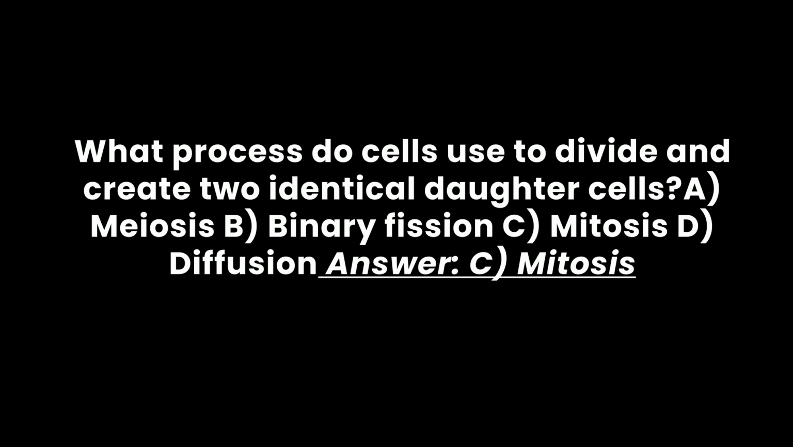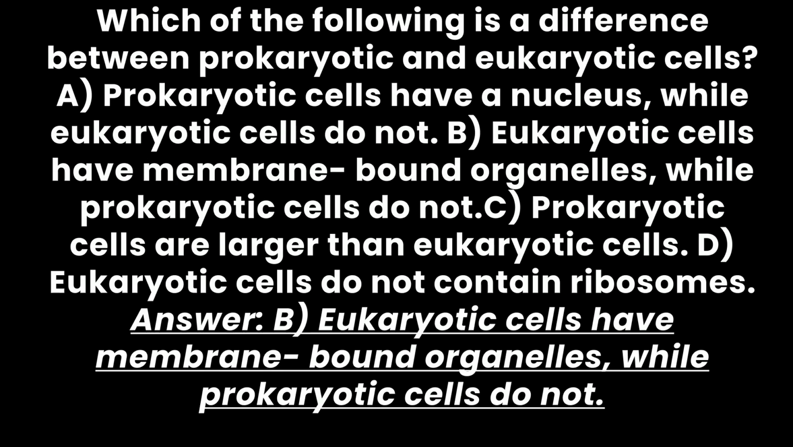A. Meiosis. B. Binary fission. C. Mitosis. D. Diffusion. Answer: C. Mitosis. Which of the following is a difference between prokaryotic and eukaryotic cells? A. Prokaryotic cells have a nucleus, while eukaryotic cells do not.